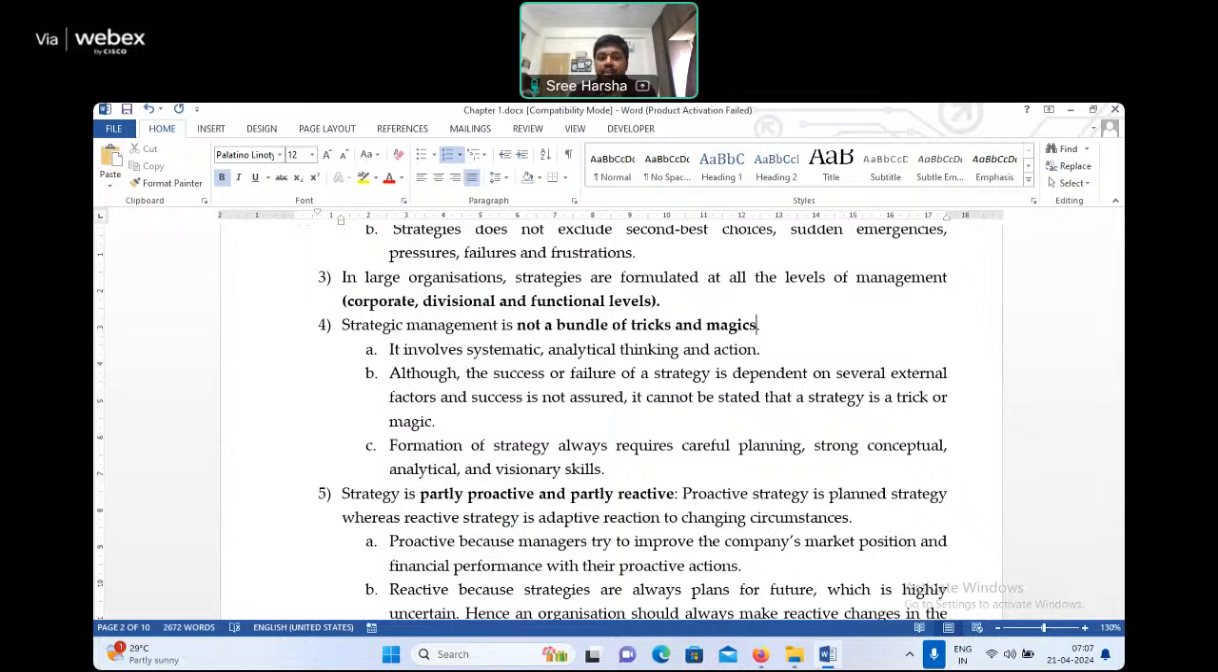Anyway, strategy is not a bundle of tricks and magics. The reason is it involves careful planning and a systematic execution. So for that reason, it is not like an unplanned or unorganized activity, just like mantra, tantra, it will happen. No, it's carefully planned, carefully analyzed, and it is formulated after considering many things inside the business environment. It will consider competitors, customers, suppliers, pricing, substitute products. After careful evaluation of various aspects, then only we will prepare the plan. It is not like a mantra or tantra, where if we do a puja, everything will get set right. No, it is not like that.